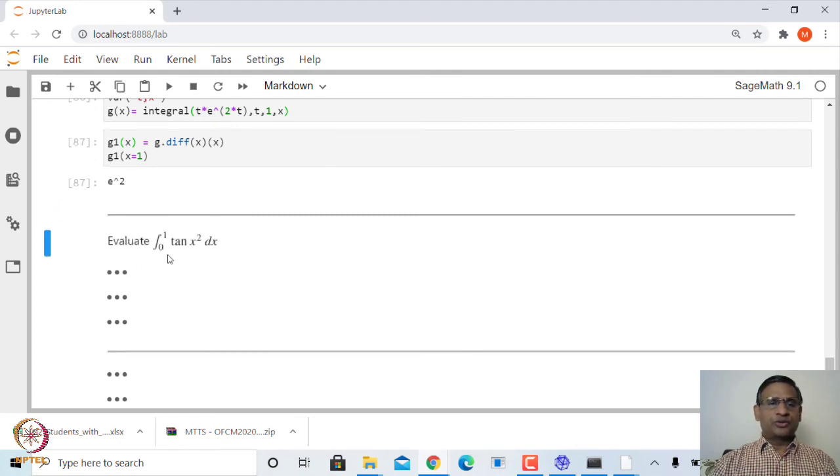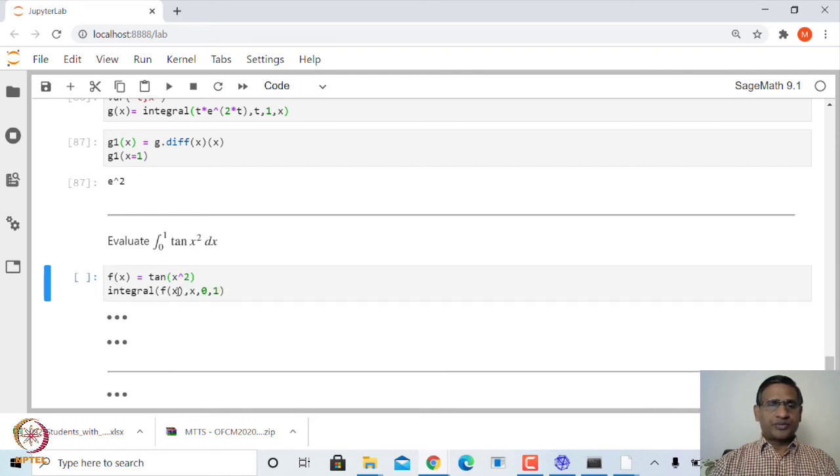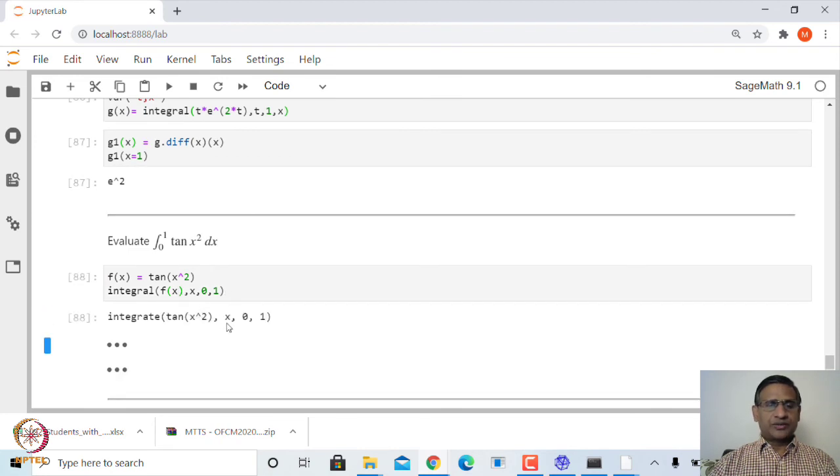Now, suppose you need to find, for example, the integral of tan x square from 0 to 1. Again you can find this integral using the integral command, but in this case you see that this does not give you the integral, it simply returns whatever you have written.